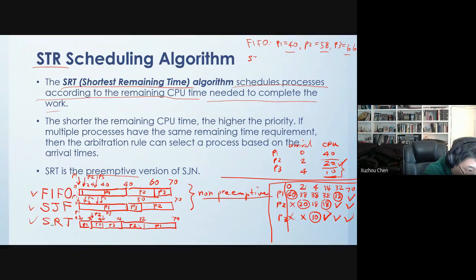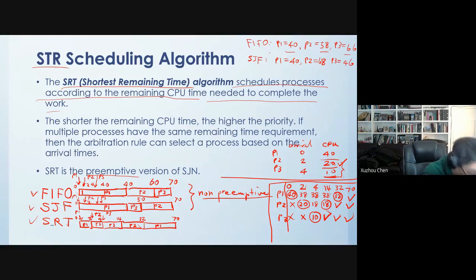Now, shortest job first. P1 is 40, right? No change. Now P2 and P3 are switched. So P3 actually finished at time 50, but P3 started at 4. So that means it's just 46. Now P2 finished at 70, but it started at 2. So it's 64. Or 68, I'm sorry.